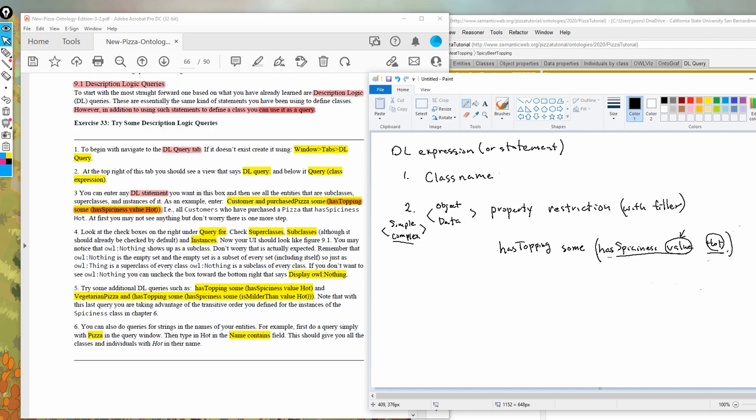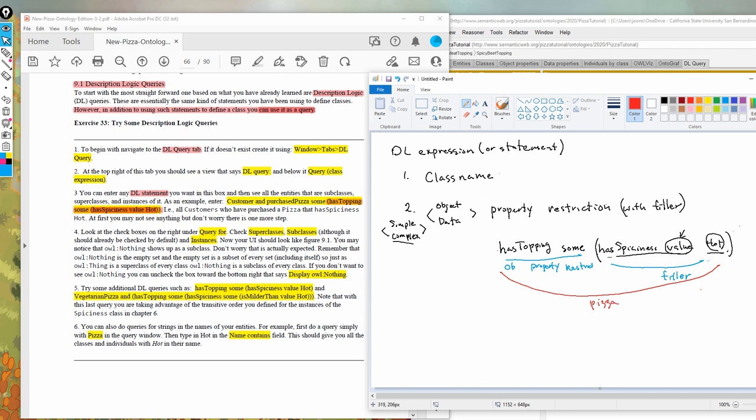So at this point, you know that has topping is a property restriction, and this whole thing now becomes what? The filler. So this now becomes a filler for this property restriction. So this is a property restriction now, specifically an object property restriction. And you know that the domain of has topping is pizza, so we know that this whole thing is a class representing some kind of pizza.